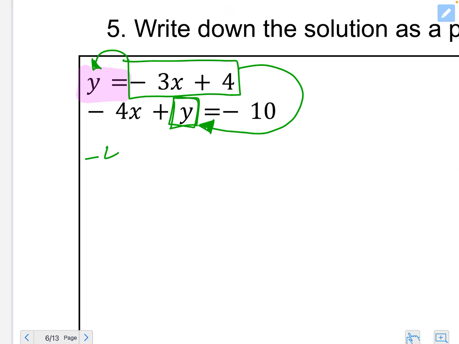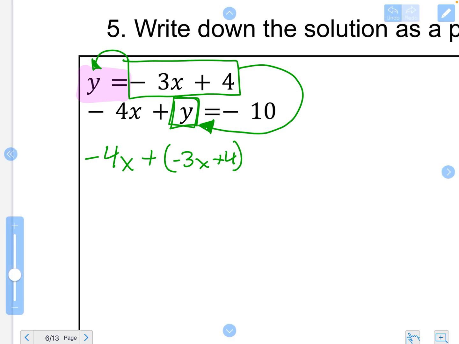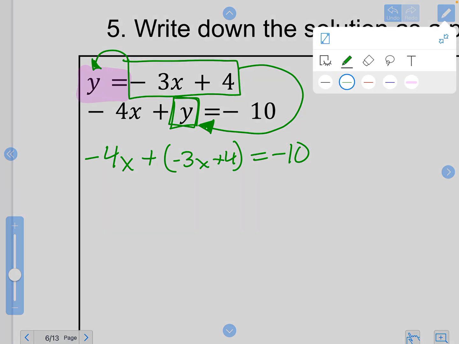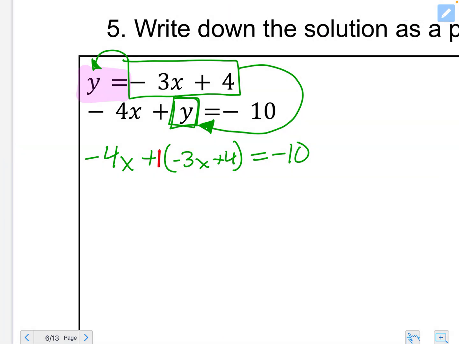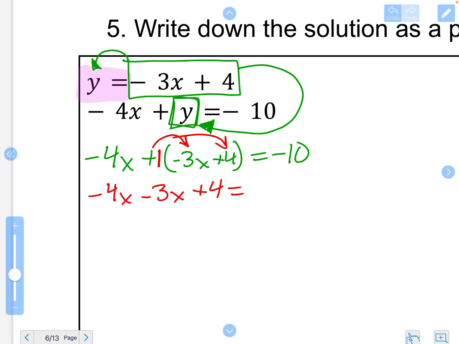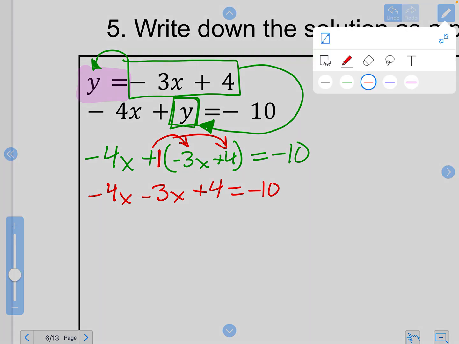So I'm going to rewrite my equation, negative 4x plus, and when I hit that box, I'm going to put parentheses, negative 3x plus 4, close my parentheses. Now I'm at the end of the box, and I'm going to write everything else in that equation. So we need to remember that we have an invisible 1 right here in front of that parentheses, so we need to multiply that invisible positive 1. So negative 4x, 1 times negative 3 is going to be negative 3x. 1 times 4 is going to be 4. And then I bring that equals negative 10.